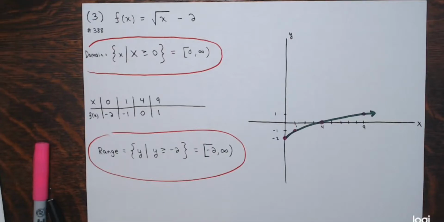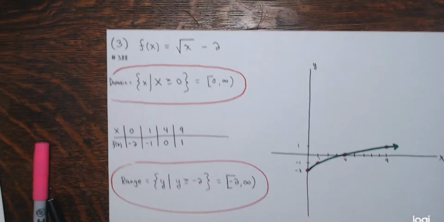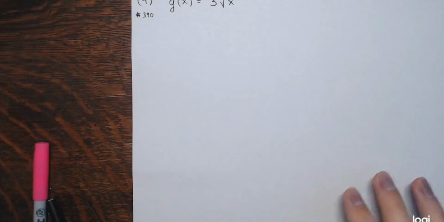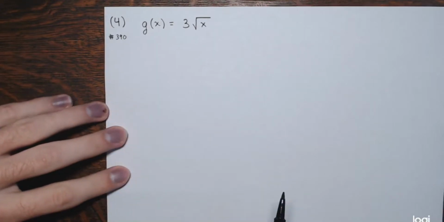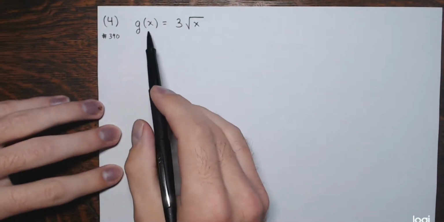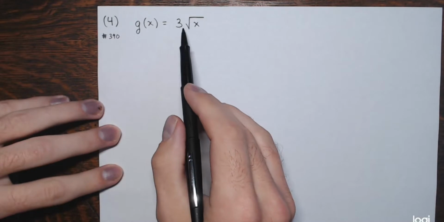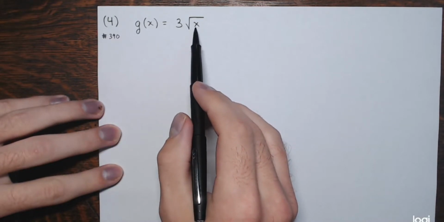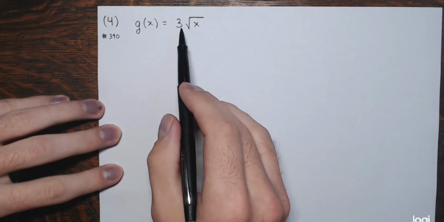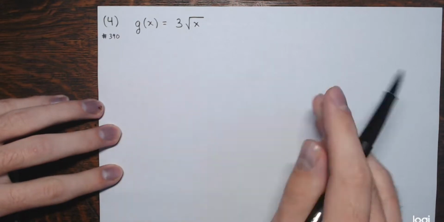Okay. Next question. All right. Still a square root involved here. Number 4, which is exercise 390. We have g of x equals 3 times the square root of x. So you still have the square root of x, but then you have this times 3 afterwards. So that's going to affect the outputs.